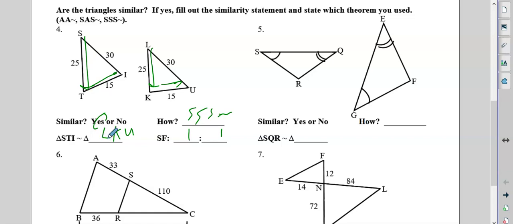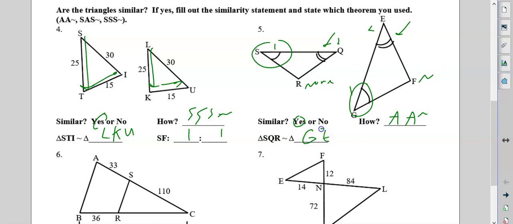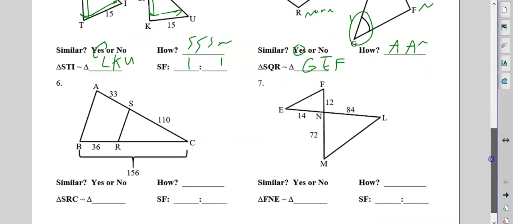Number 5. Now notice, we have a 1 here, a 1 here. We have a 2 here and a 2 here. That means we have angle-angle similarity. So that's yes. And we have to be careful. SQR. S is going from 1 to 2 to none. So on this one, we don't want to go 1, 2 to none. So that's GEF. Order matters.